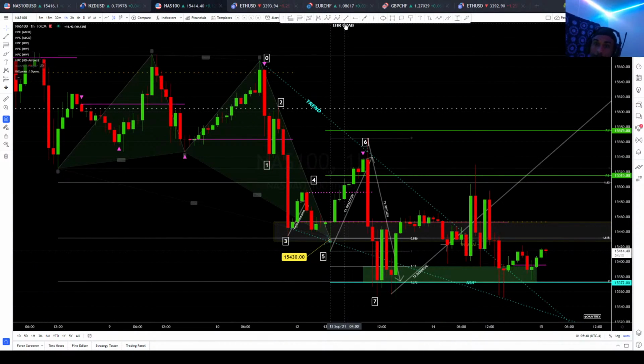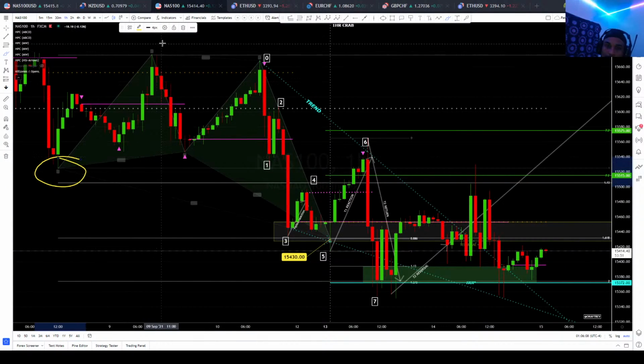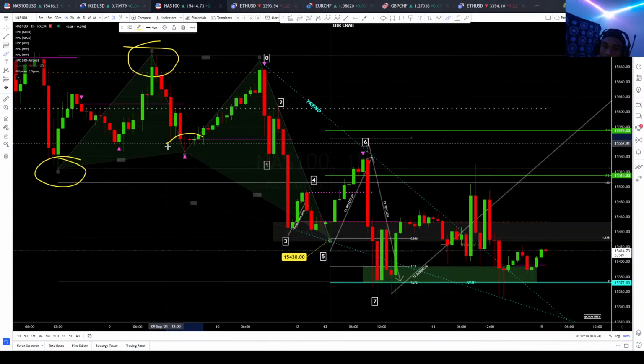Actually, this is a regular crab. Actually looks like a deep crab. But we have a pattern, right? What is this pattern? A pattern consists of an X, A, B, C, and D leg points that create this pattern, right? And specifically, this pattern made specific increments which gave it the name crab.